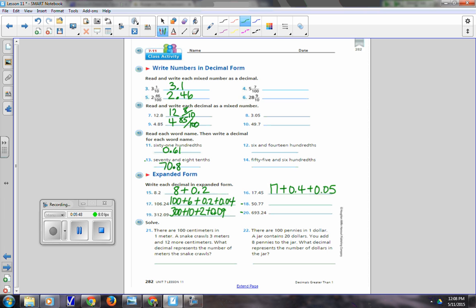Ooh, 20 is a hefty one. But if you get it wrong, it's okay. It's a learning moment. It's not wrong. It's a learning opportunity, and we will go over that in small group tomorrow.